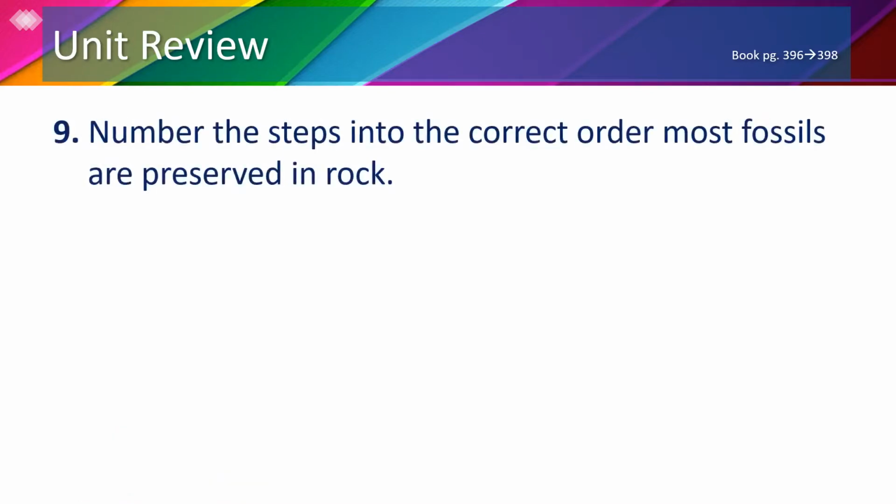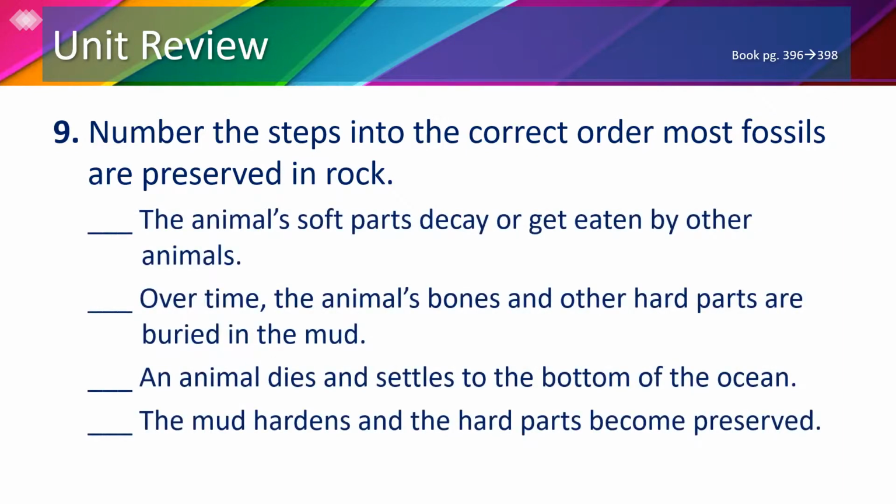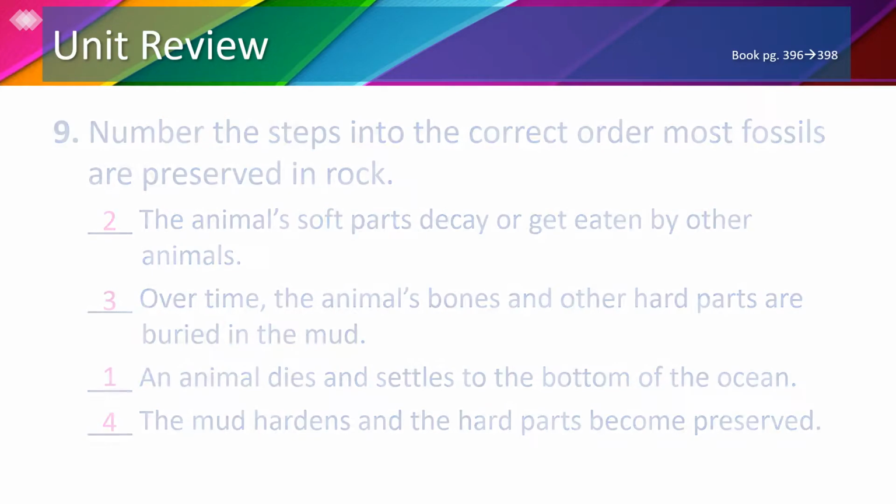In number 9, we're going to number the steps into the correct order. Most fossils are preserved in rock. We have the following steps. First, an animal dies and settles to the bottom of the ocean. Next, the animal's soft parts decay or get eaten by other animals. Then, the animal's bones and other hard parts are buried in the mud. And finally, the mud hardens and the hard parts become preserved.